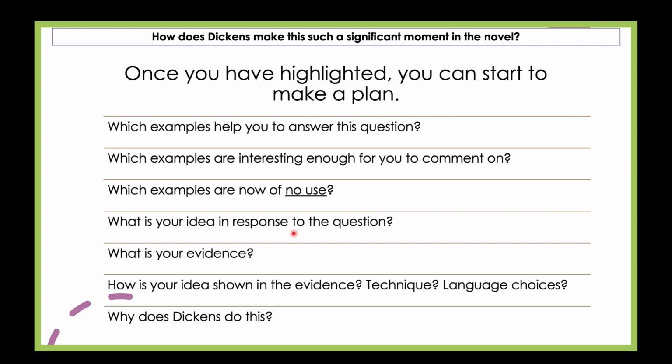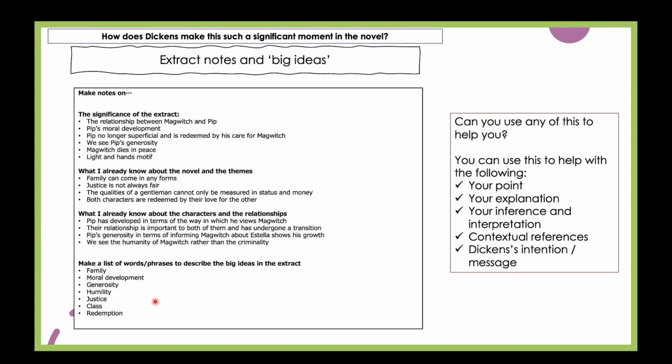Then once you've got an idea, which evidence would then back that up, which would reinforce that. And then obviously you're thinking about your hows, you're thinking about your methods, and back to author intention. Why does Dickens do this? What is his message? What is he trying to show you?